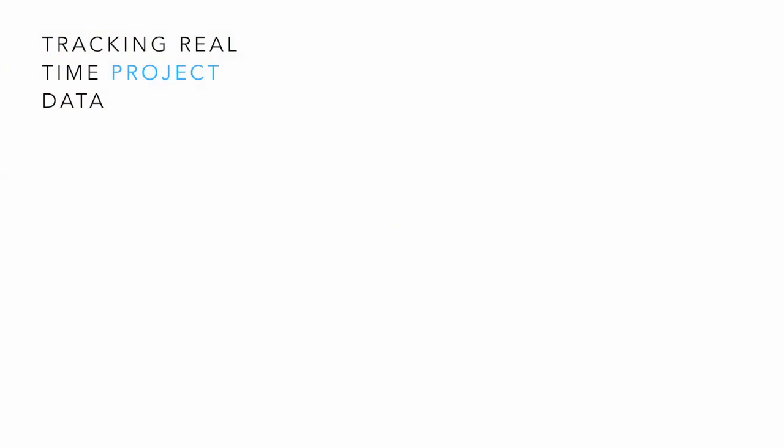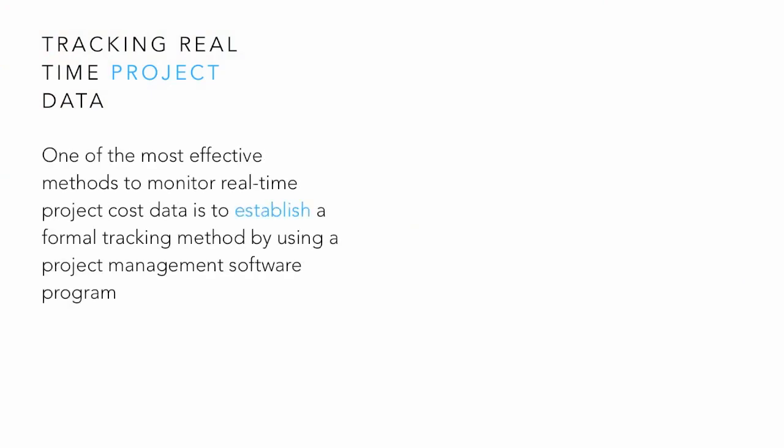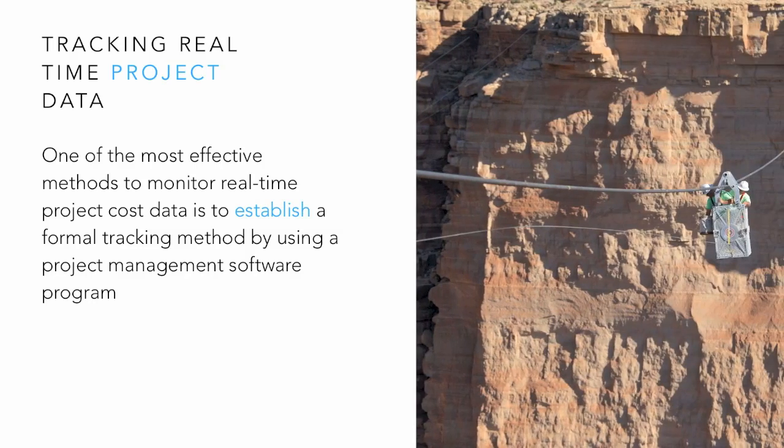Tracking real-time project data. One of the most effective methods to monitor real-time project cost data is to establish a formal tracking method by using a project management software program, such as Microsoft Office Project Professional, or a program such as Microsoft Office Excel. As long as you are diligent in keeping the information up to date and accurate, either type of software can be very effective.